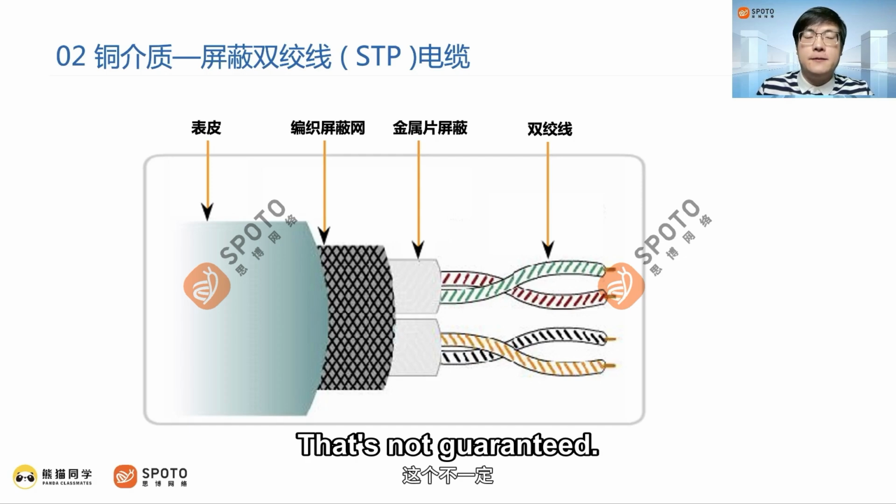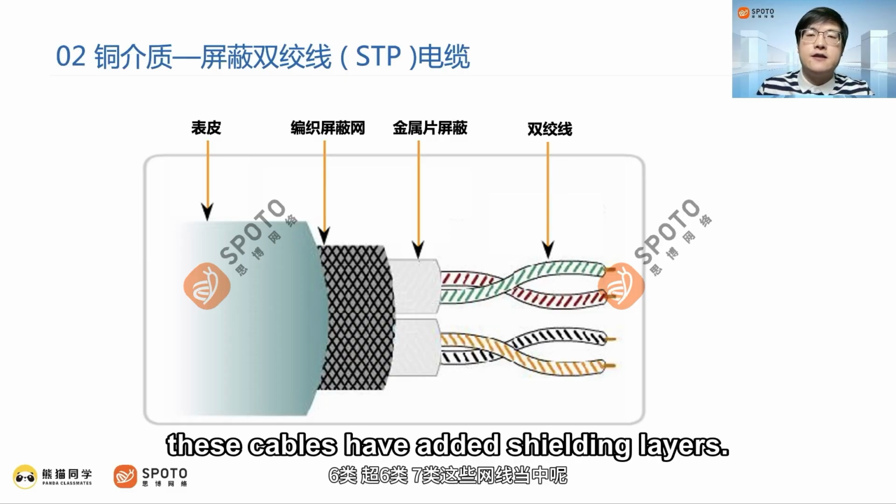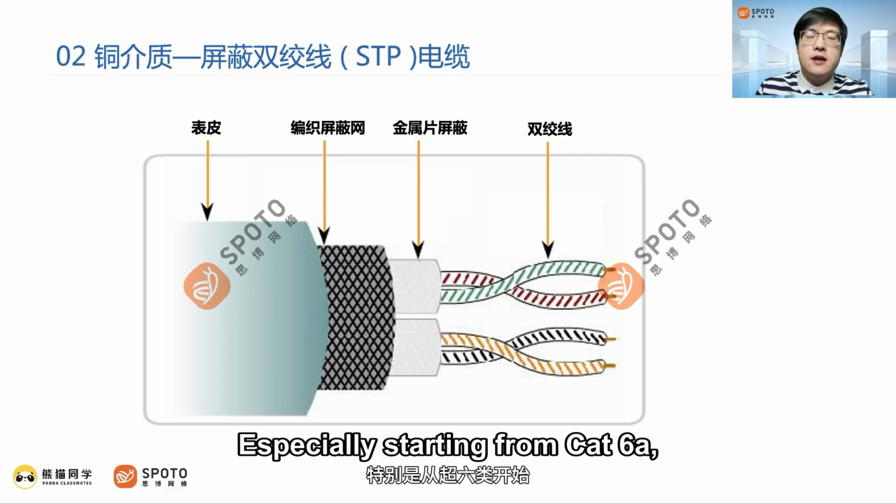Generally speaking, for Cat6 and above, Cat6, Cat6a, Cat7, these cables have added shielding layers, especially starting from Cat6a.